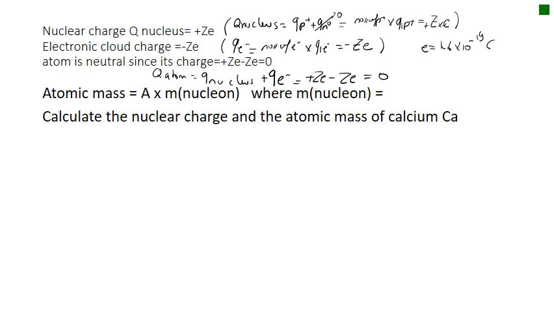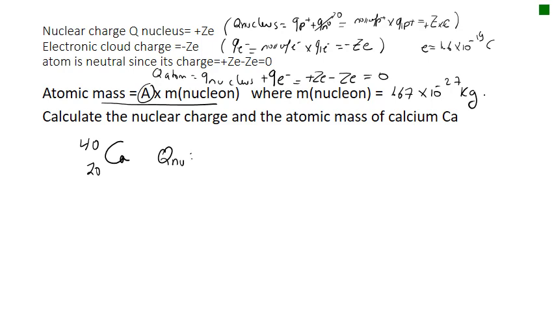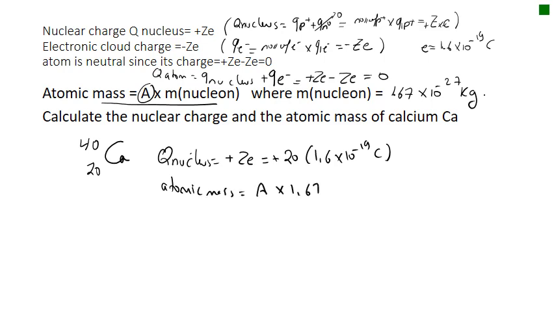To get the atomic mass, the rule is atomic mass equals A, which is the mass number, times the mass of a nucleon, where the mass of a nucleon is equal to 1.67 times 10 to the power minus 27 kilogram. For example, if we have a calcium atom with mass number equal to 40 and atomic number equal to 20, we can calculate the charge of the nucleus of this atom according to the rule plus Ze, and it is equal to 20 times 1.6 times 10 to the power minus 19 coulomb, and we can calculate its atomic mass equal to A times 1.67 times 10 to the power minus 27, and we get the answer.